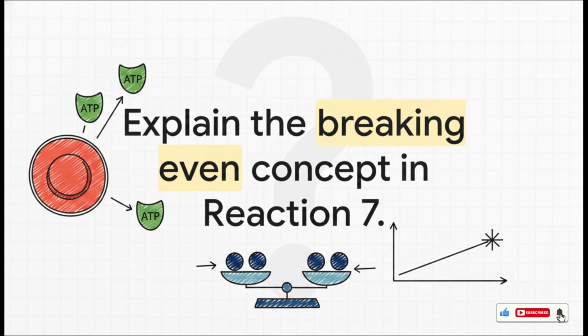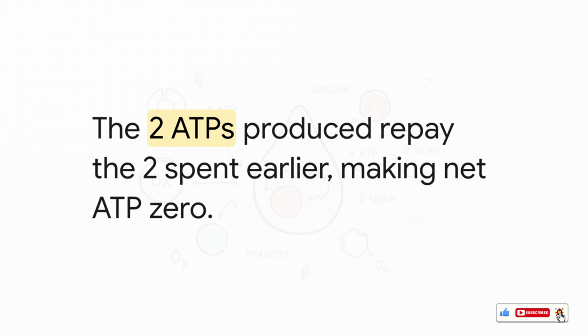All right, let's test your understanding with some active recall. Explain the breaking even concept at the end of reaction 7 in terms of ATP accounting. Think about our initial investment versus what we just harvested. Exactly. The 2 ATPs produced here perfectly repay the 2 ATPs spent during the energy investment phase, making our net ATP 0. We climbed right out of that initial financial hole.